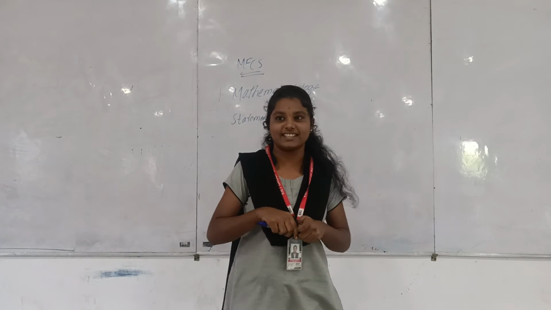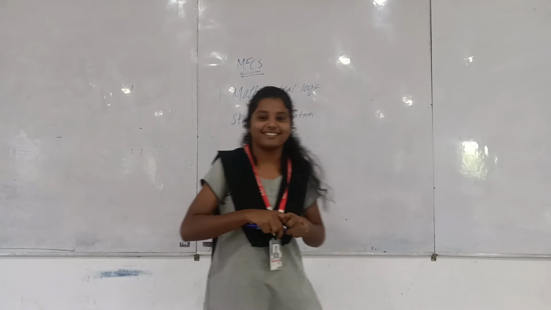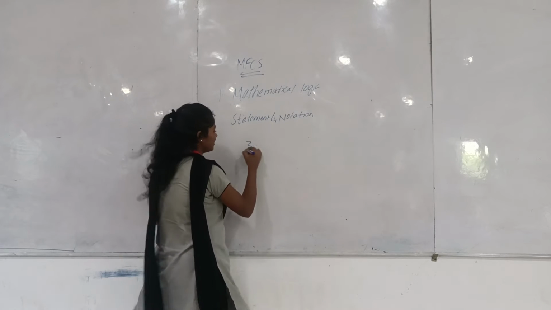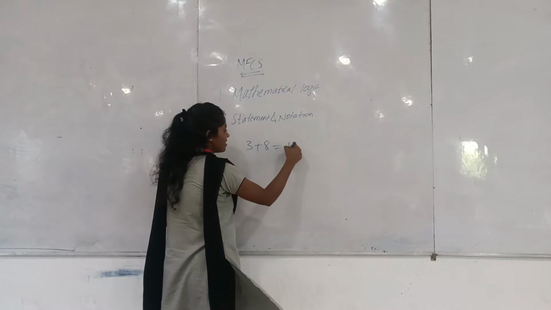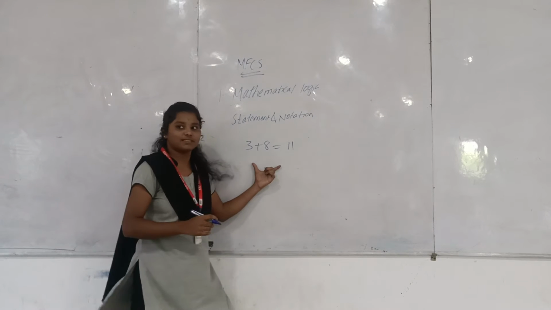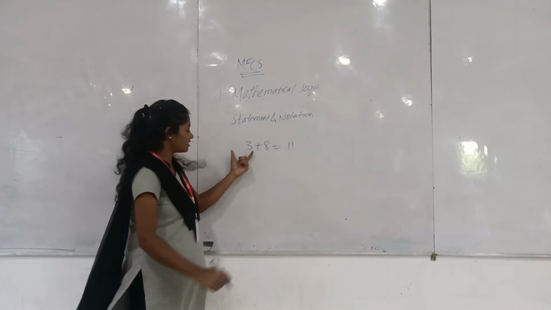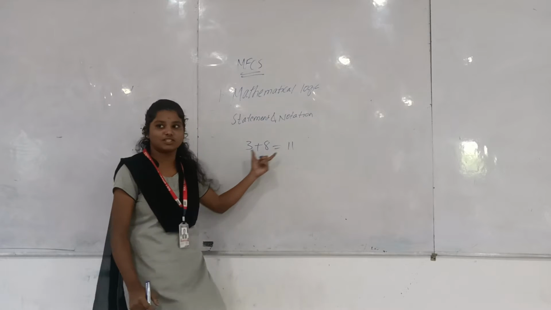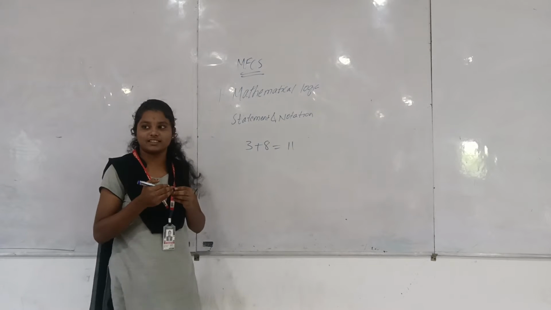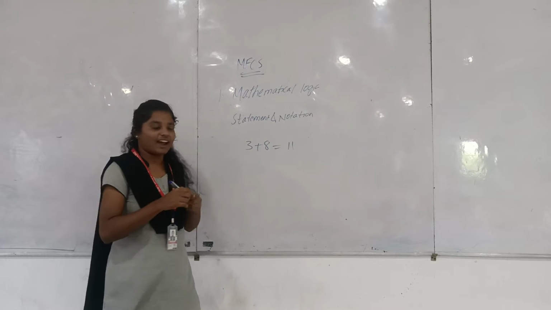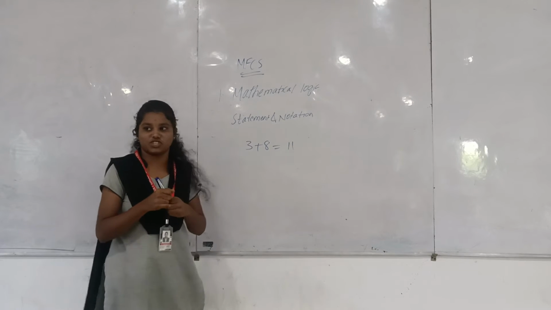The complexity of a sentence is called truth value. For example, 3 plus 8 is equal to 11. It is a statement, and it is also true. We can say that it is a statement, and it is also known as a proposition.